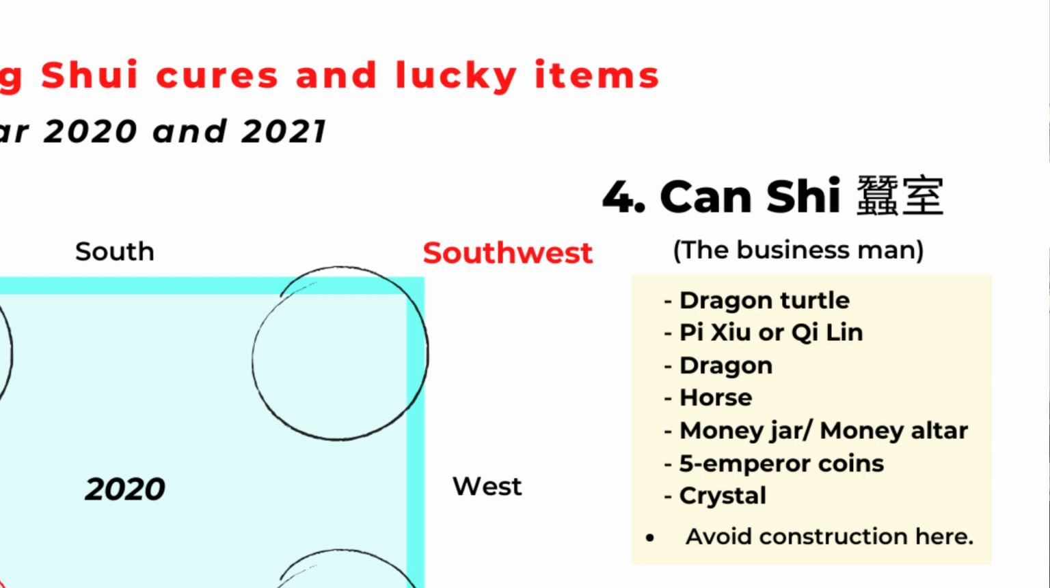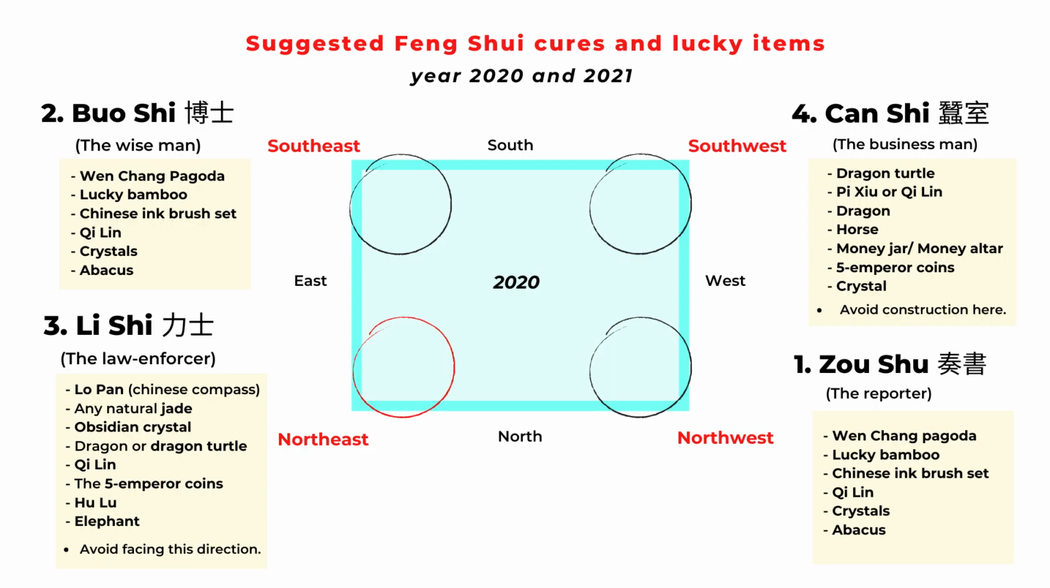Besides that, we can display the 5 emperor's coins or any natural crystals to increase the energy of this corner and enhance our business and prosperity. So that's the 4 corners guard, their duty, and the feng shui cures we can display.